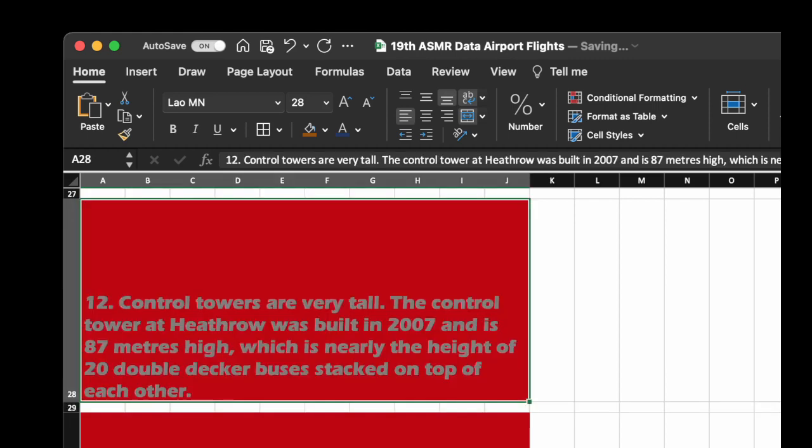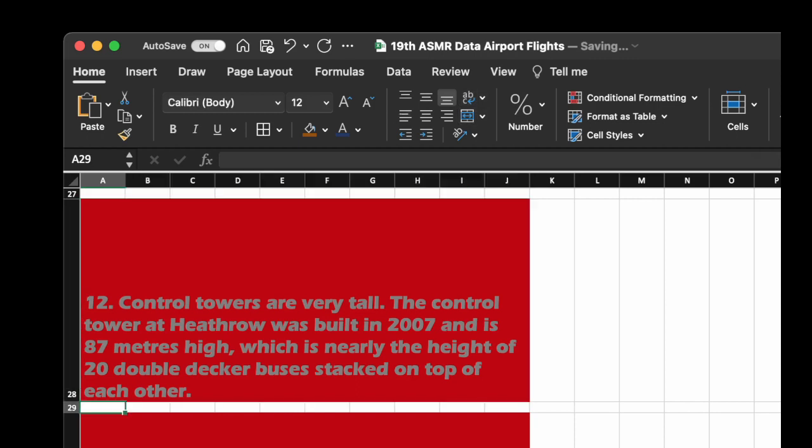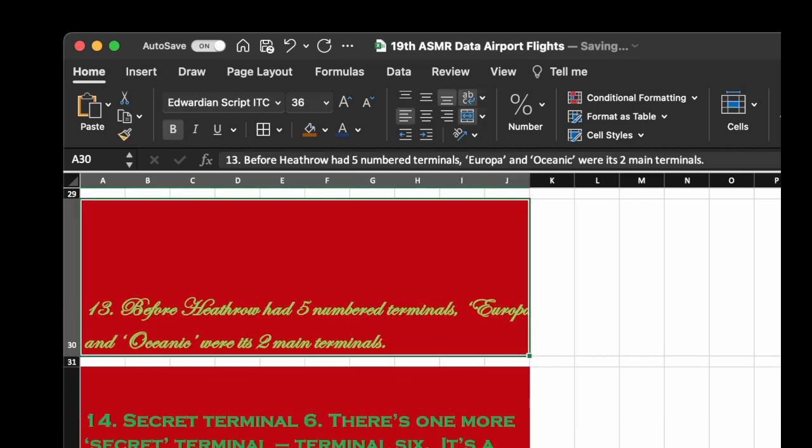Fun fact number 12. Control towers are very tall. The control tower at Heathrow was built in 2007 and is 87 meters high, which is nearly the height of 20 double-decker buses stacked on top of each other. Fun fact number 13. Before Heathrow had 5 numbered terminals, Europa and Oceanic were its 2 main terminals.